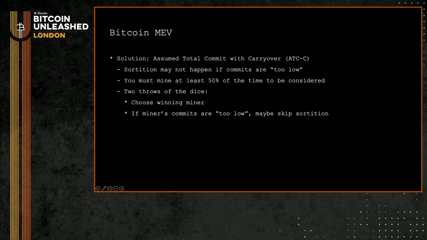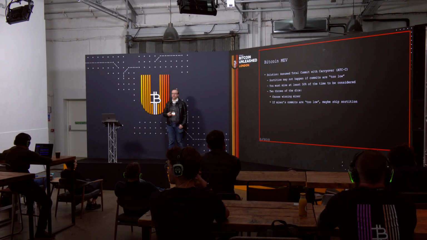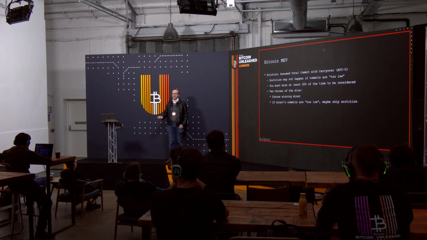So instead of there being one throw of the dice to pick who the next winner is going to be, there'll be two throws. The first is to choose the winning miner. And the second is, if the commit value of that block is too low, we throw another roll of the dice to see whether or not a sortition even happens. And that's a function of how much you paid versus how much the past 10 blocks have paid in the median. So the first probability is just as what it is today.